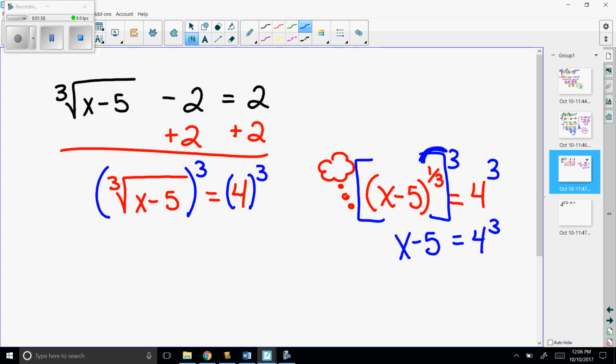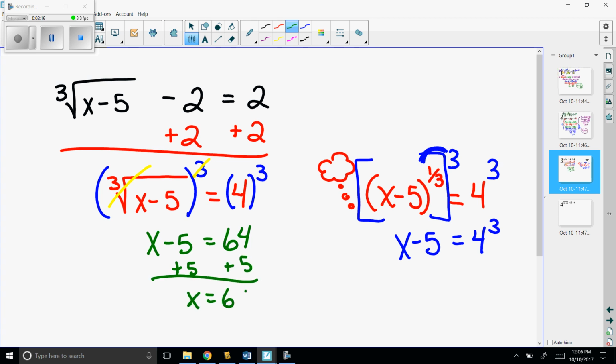So we come back over here to the method that I have over here. We know that a cube and a cube root are going to cancel each other out. So we get x minus 5 is equal to 64. And then I go ahead and add 5 to both sides, and you get x is equal to 69.